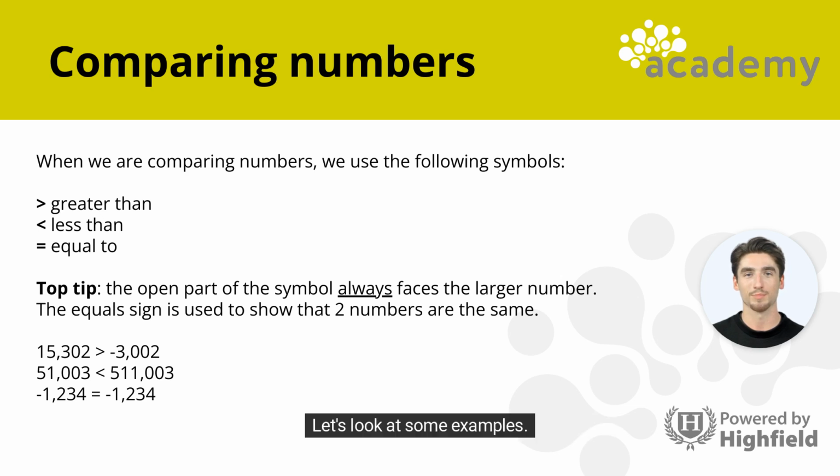Let's look at some examples. 15,302 is greater than minus 3,002. 51,003 is less than 511,003. Minus 1,234 is equal to, or the same as, minus 1,234.